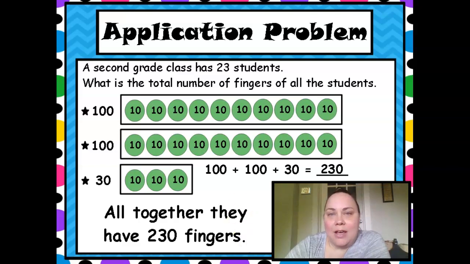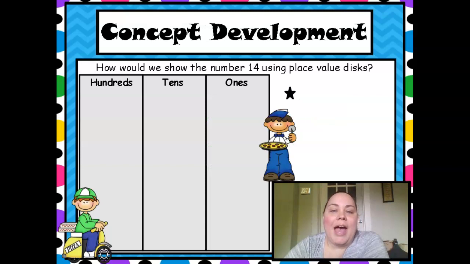Let's take a look at today's concept. How would we show the number 14 using our place value discs? Well, let's think about this. Is this a 1-digit, 2-digit, or 3-digit number? It's a 2-digit number, so we're going to use tens and ones.